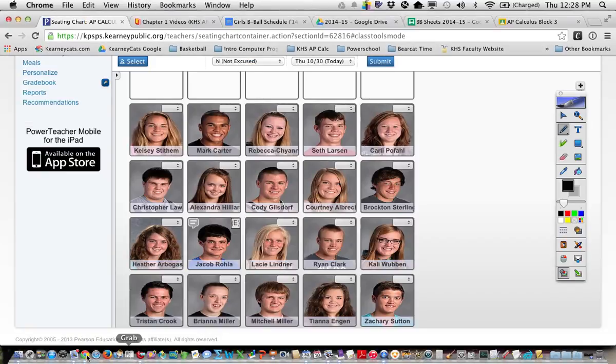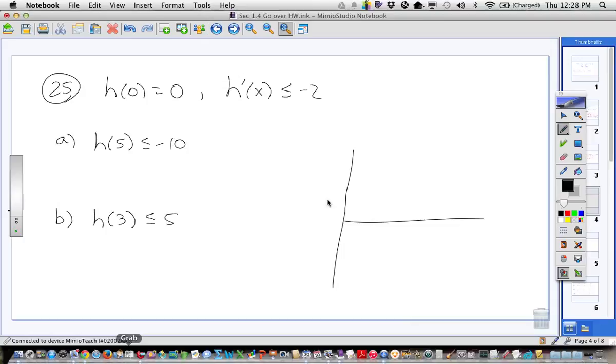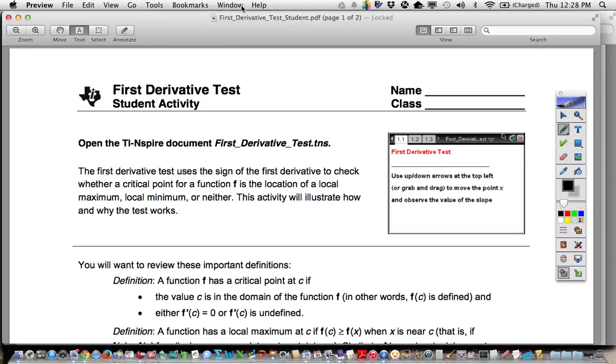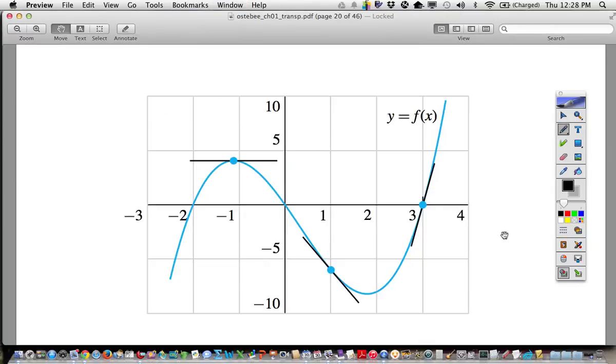I've already picked out some that I want to work on here. So let's start with number 25. Actually, we can start with number 14. It doesn't matter what order we go in here. But there's a comment I wanted to make about number 14. Number 14 said to look back at this picture right here.